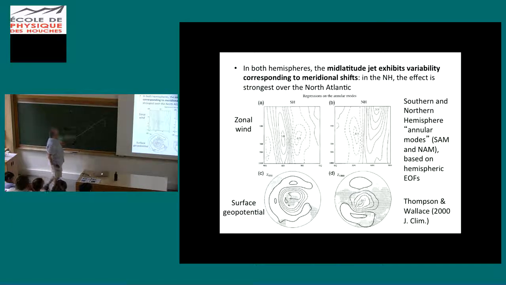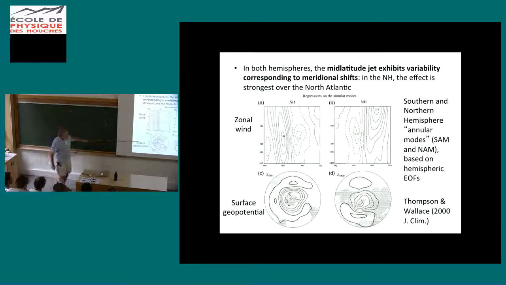So the dominant mode of variability, if you just look at these zonally averaged properties, is a variability in the mid-latitude jet, which is a back and forth meridional shift. This is the zonal wind, showing these annular modes, with the southern hemisphere, 60 south, here and the northern hemisphere, 60 north. Ignore the stratospheric part of it, which is something different, but you get this back and forth shift of the jet that's called the annular mode because it's somewhat annular.